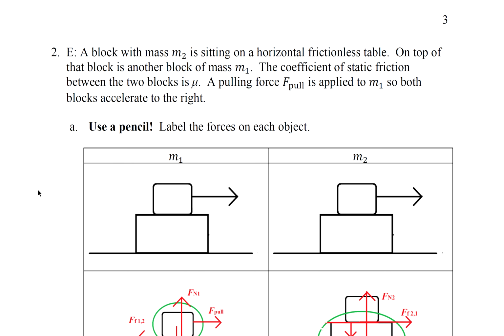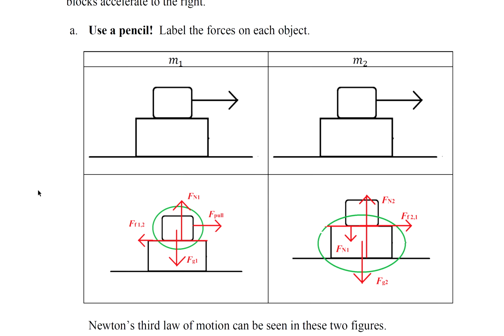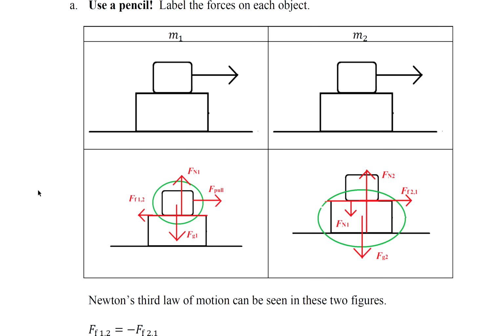Question 2. A block with mass M2 is sitting on a horizontal frictionless surface. On top of that block is another block of mass M1. The coefficient of static friction between the two blocks is mu. A pulling force F pull is applied to M1, so both blocks accelerate to the right. Part A, use a pencil, label the forces on each object. So M1's on the top, M2's on the bottom. There's a force of friction between M1 and M2. There's no friction between M2 and the surface.